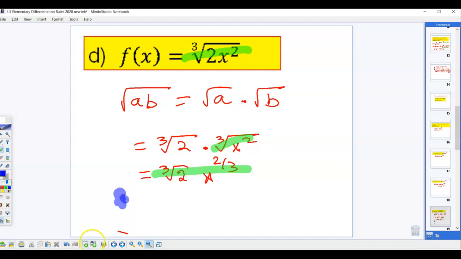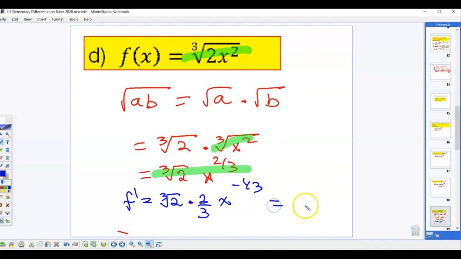So to take the derivative, f prime, the cube root of 2 is a coefficient, so it stays out front. Now to take the derivative of x to the 2/3, I bring the 2/3 out front, and I subtract 1 from the exponent. And now I'm just going to multiply my coefficients together. The cube root of 2 times 2 would be 2 cube roots of 2 over 3 times x to the negative 1/3. And that would be my final answer.